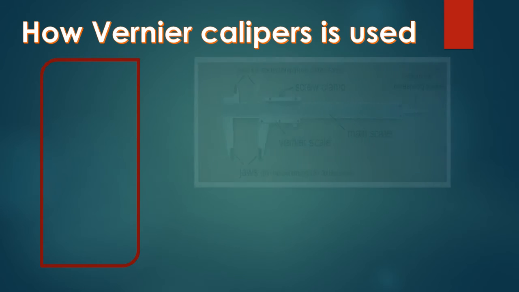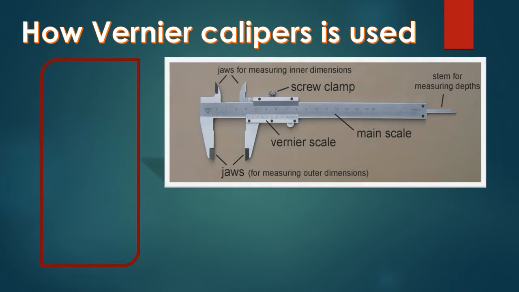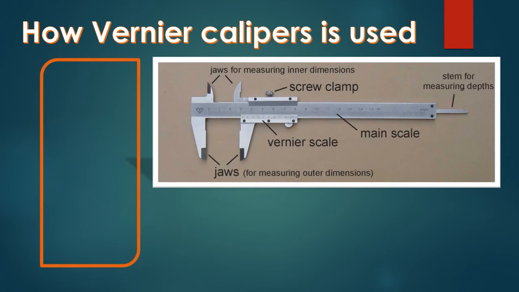Finally, we'll look at how to use a vernier caliper. It is a length measuring instrument with least count 0.01 centimeter or 0.1 millimeter. In this figure, we can see different parts of the vernier caliper: its inner jaws, its outer jaws, and stem. Stem is used to measure the depth, inner jaws for internal diameter, and outer jaws for external diameter.